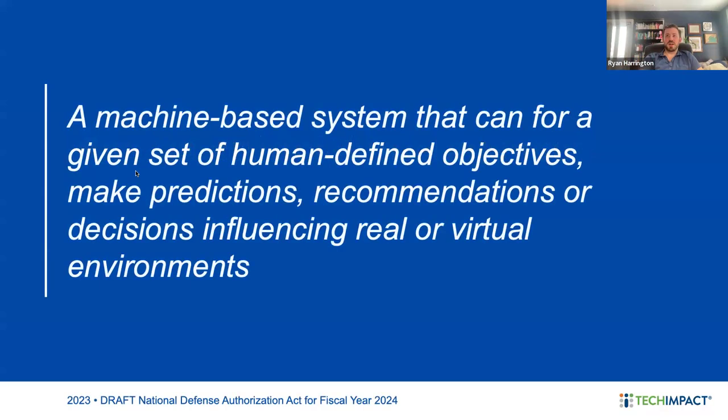So there's a really great definition that I came upon. It's a machine-based system that can, for a given set of human-defined objectives, make predictions, recommendations, or decisions influencing real or virtual environments. And of all the places that that came from, that's actually a legal definition from a National Defense Authorization Act, but I think it actually covers things pretty well. AI is a very broad set of technologies, but the key thing to understand is that they take advantage of inputs being put into them, then predictions of some kind are made, and then from there, there's an output that we are able to take advantage of.